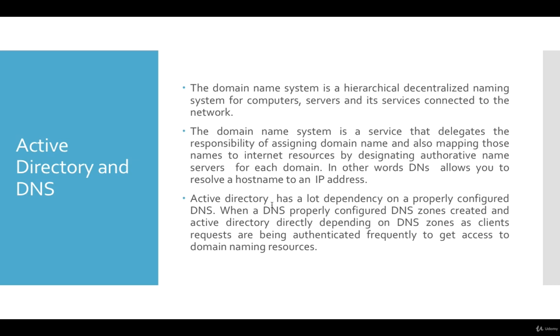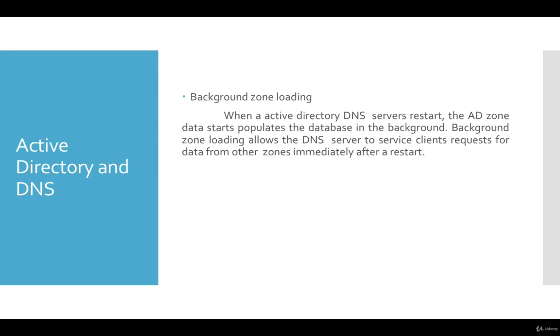In this chapter, we'll learn how Active Directory uses DNS to serve seamlessly between client machines and AD domain services. Before I move into my Windows Server 2016, I'll give a glimpse of some advantages of DNS in Windows Server 2016 and 2012 R2 servers. Background zone loading. When an Active Directory DNS server restarts, the Active Directory zone data populates the database in the background. Background zone loading allows the DNS server to service clients' requests for data from the other zones immediately after a restart.